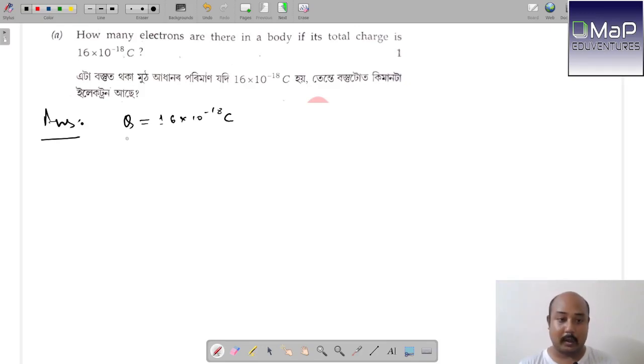Now, electric charge has a fundamental property: electric charge is quantized. That means the total charge is always equal to an integral multiple of the electronic charge, that is the charge carried by an electron. So the number of electrons that contribute to the charge Q, I simply find by dividing the total charge by the charge of a single electron.